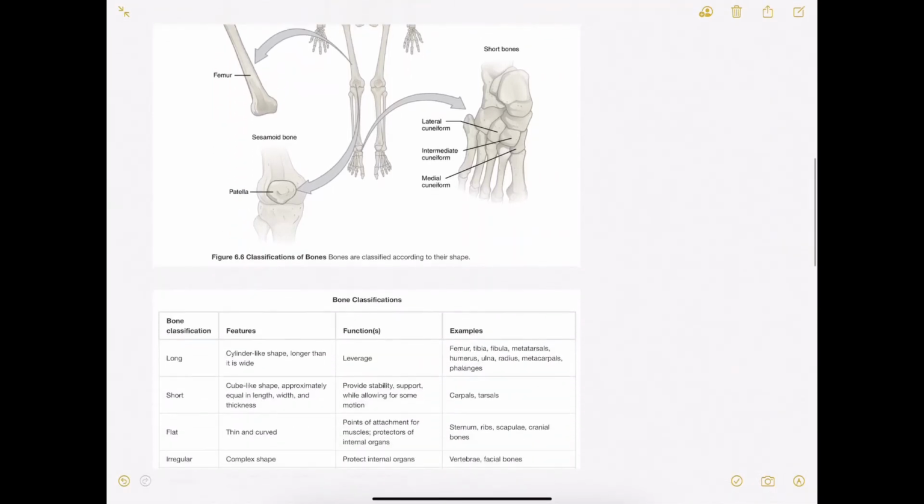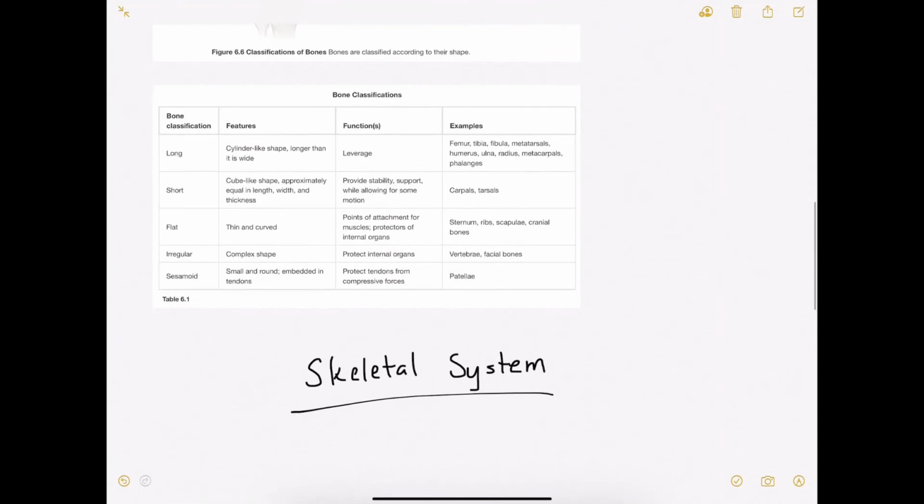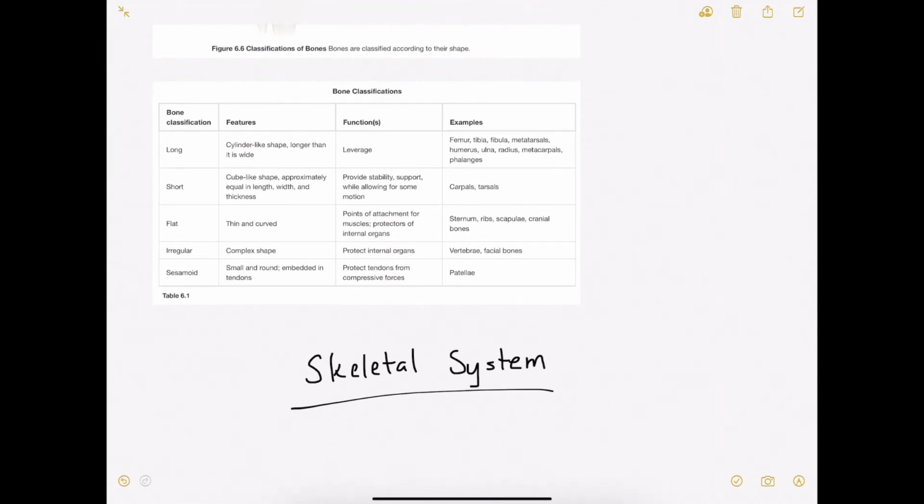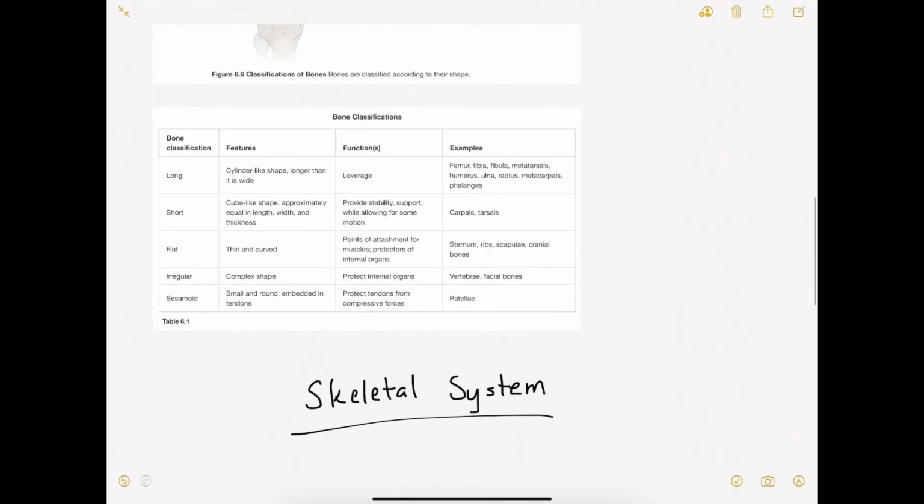But in the textbook, they also have a table called Bone Classifications, Table 6.1, that really explains what each of the 5 classifications are, the function, and also an example of a specific bone that would be under that classification. So we're going to go over this table real quick. So beginning with long bone, right?